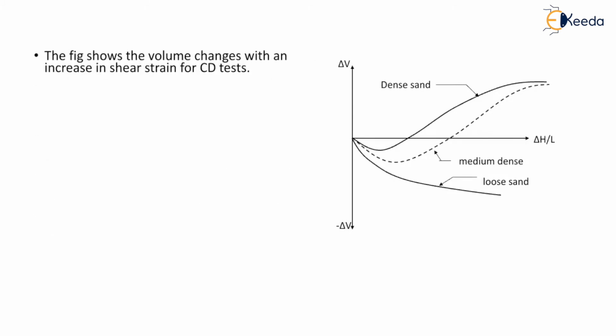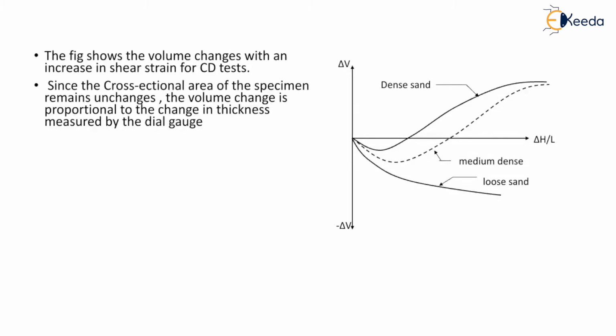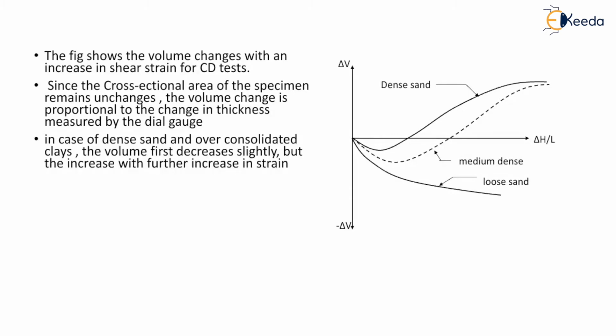Here, the figure shows volume changes with an increase in shear strain for CD test, that is consolidated drain test. Since the cross-sectional area of this specimen remains unchanged, the volume change is proportional to the change in thickness measured by the dial gauge. In case of dense sand and over consolidated clays, the volume first decreases slightly, but it increases with the further increase in strain. So here in the figure we can see that volume of dense sand initially decreases, but with further increase in strain it goes on increasing.